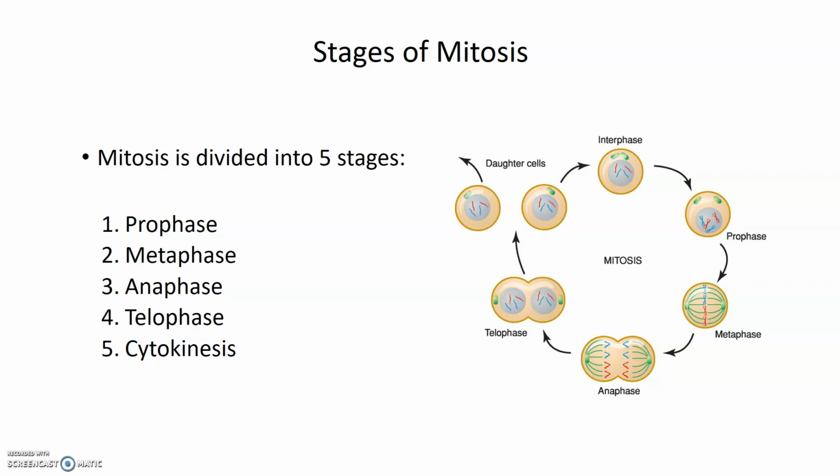All right, and so to get into how these chromosomes are ultimately divided into new cells, we're going to talk about the stages of mitosis. Mitosis is divided into 5 stages: prophase, metaphase, anaphase, telophase, and then cytokinesis. And we're going to go into the details of each of these stages in the rest of the lecture.